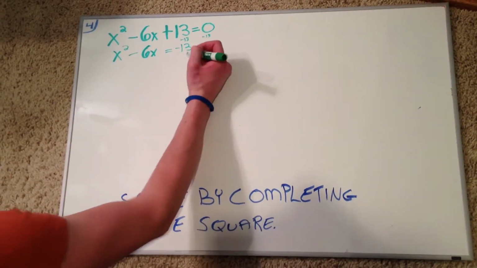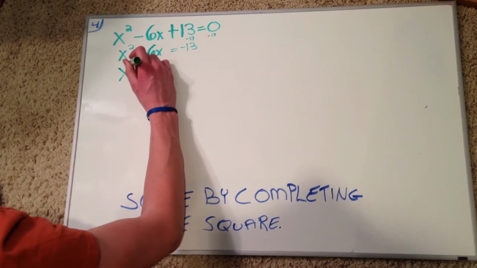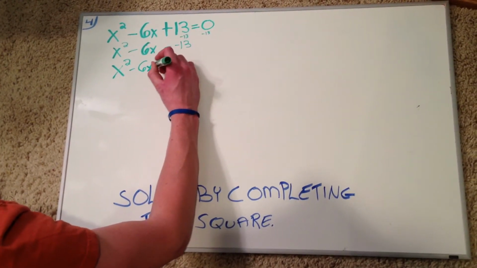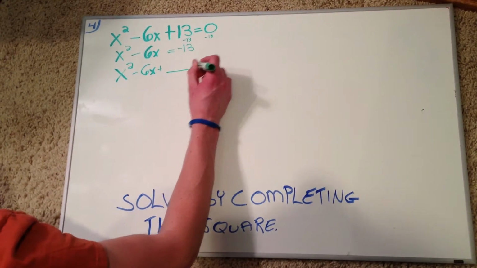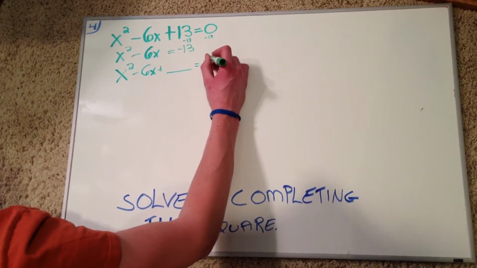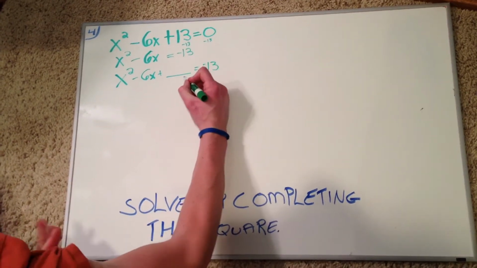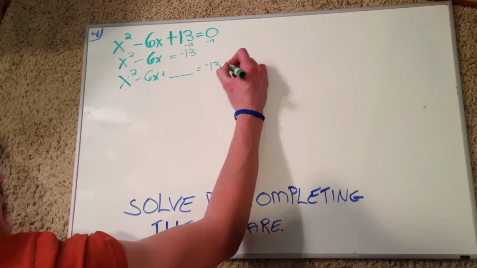Alright, now from here, what we're going to try to do is find x squared minus 6x plus something equals negative 13. And because we added that something to this side, we have to add that something to this side as well.